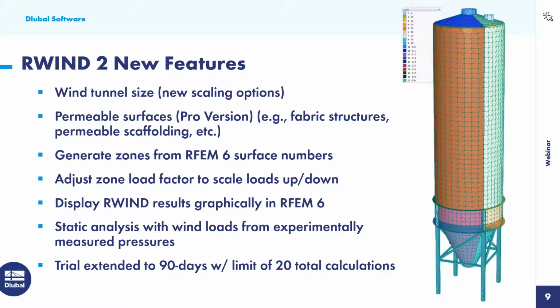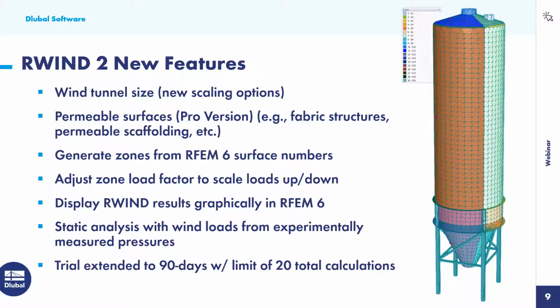Now we'll take a look at several of the new features that we have released within RWIND 2 in the past several versions. And I'll preface that each one of these features here we'll actually be looking at in our example today. So we'll begin with the wind tunnel size. We offer now new scaling options.